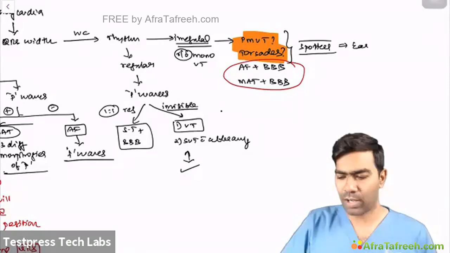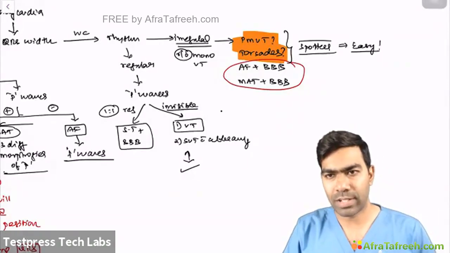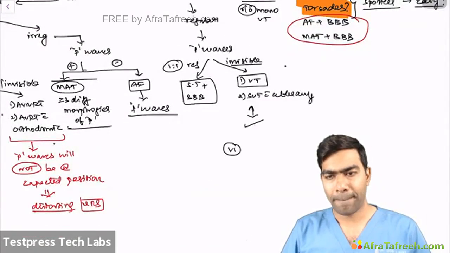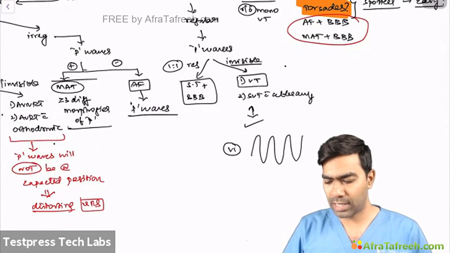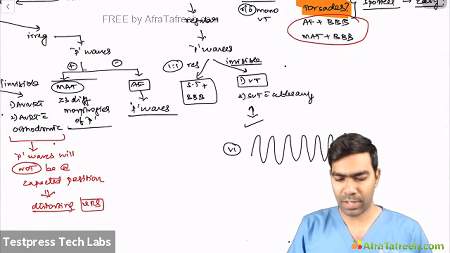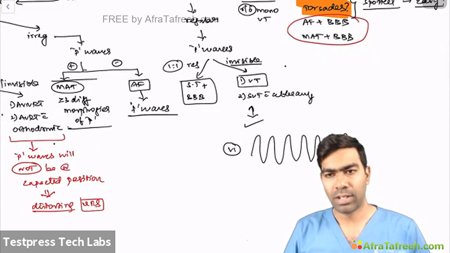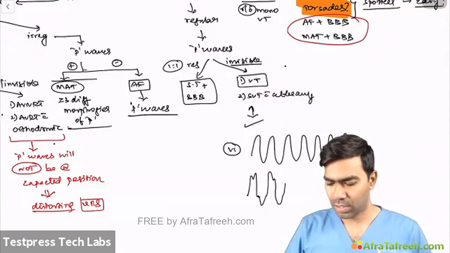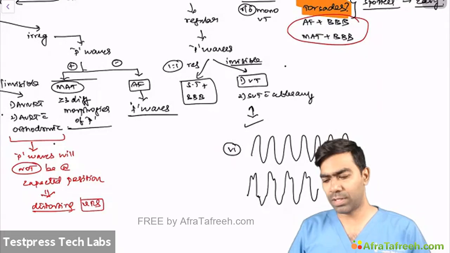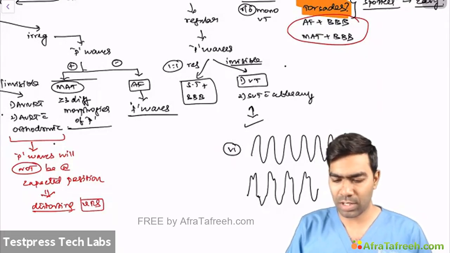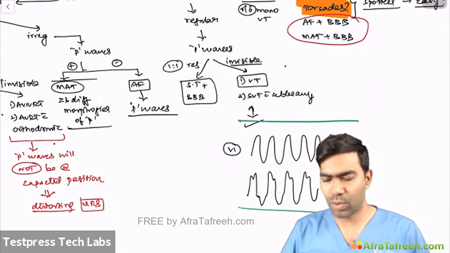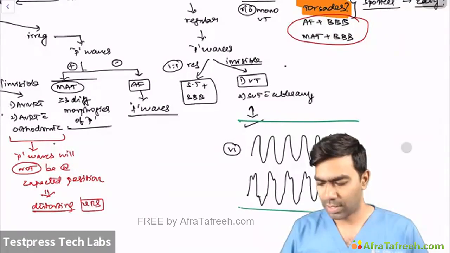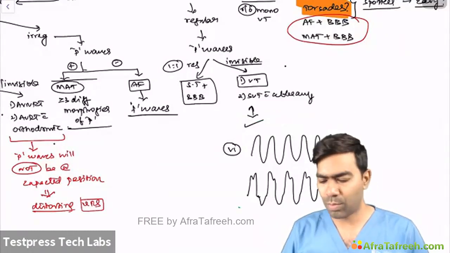Basically, I told you it's a spotter because it is going to be extremely easy to find out. If you take a monomorphic VT and look at V1, either you will not be able to see anything there, or you will have a clear-cut RBB kind of morphology, which means something will be there. So the morphology will be the same. It won't change throughout the ECG. The same morphology in V1 or any other lead is suggestive of a monomorphic ventricular tachycardia.